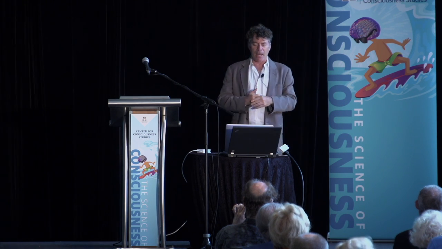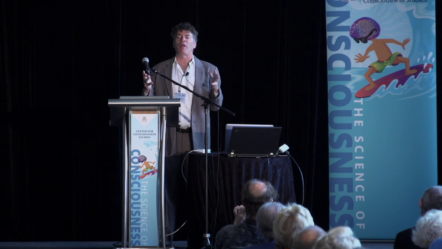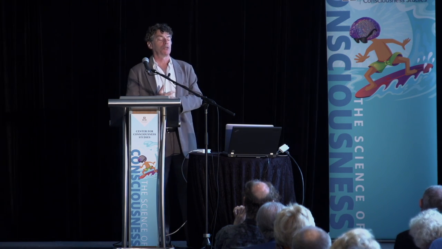And you may not know, but Graziano has similarly speculated that what we think of as consciousness is simply making too much of a representation. He says, recall Magritte's famous painting of a pipe with the words scrawled beneath it, "Ceci n'est pas une pipe." This is not a pipe. It is a representation of a pipe, an existentially deep realization. A distinction exists between representation and the thing being represented. In the present proposal, consciousness is a representation of attention, but the representation has taken on a life of its own.